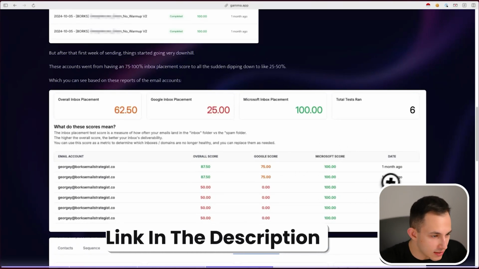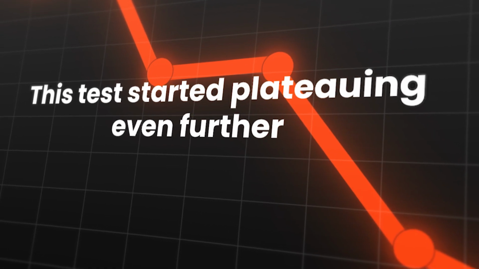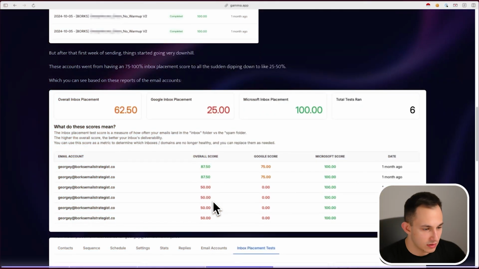But anyways, you can see that a month ago we had 87.5. Then I did another test. This was several days after, and all of a sudden we had 50%, and then 50% and 50% and 50%. And even further, this test started plateauing more and more, and we started having worse deliverability.